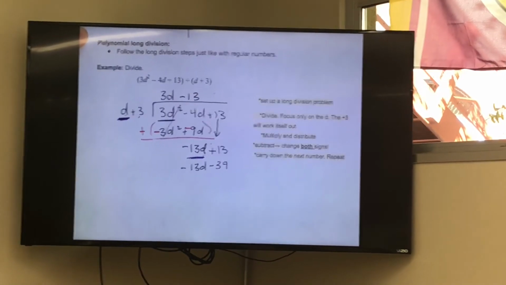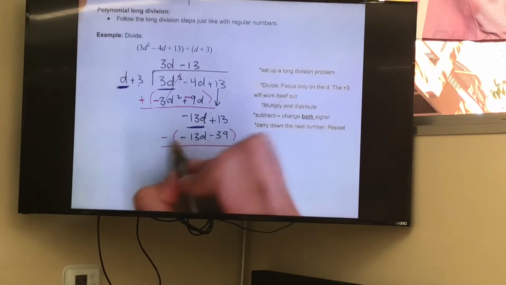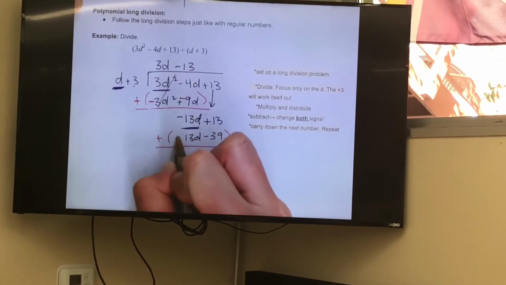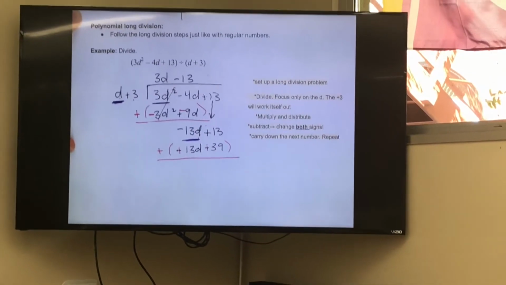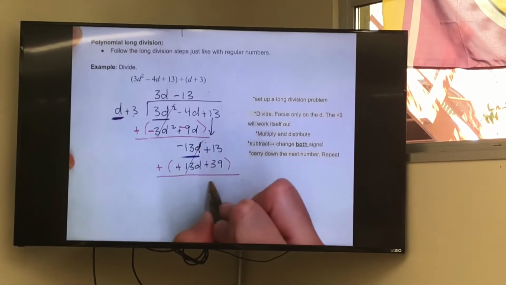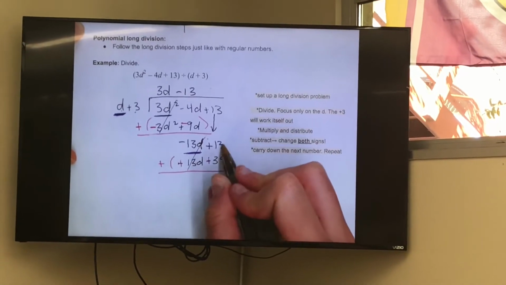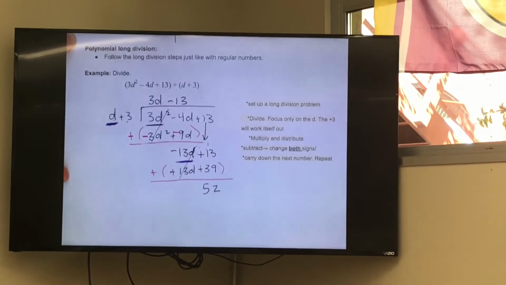Now we subtract the whole thing, so everything will change sign. Now that's positive 13d and positive 39. Then these would cancel, positive 13 and positive 39. Let's see, 12, add the 1, 4, 52.